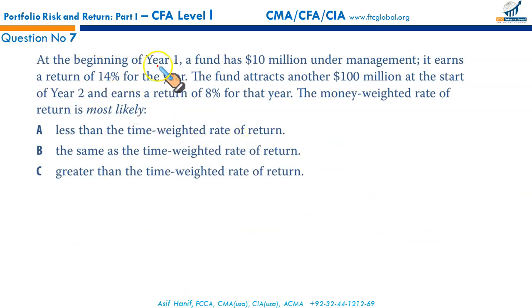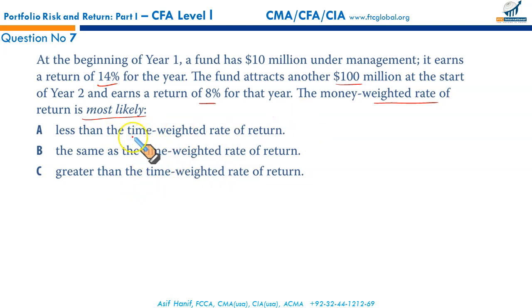Okay, at the beginning of year 1, a fund has 10 million under management. It earns a return of 14% for the year. The fund attracts another 100 million at the start of year 2 and earns 8% for that year. The money weighted rate of return is most likely less than, more than, or the same as the time weighted return?